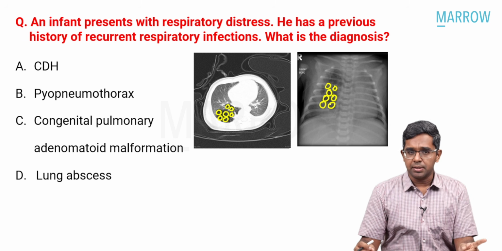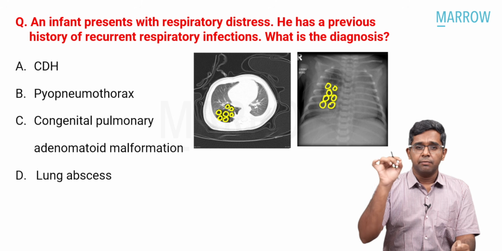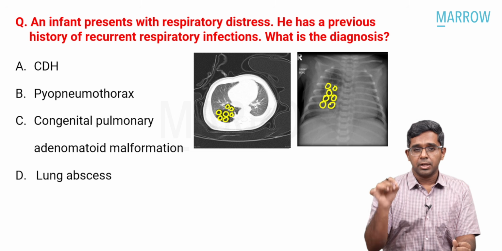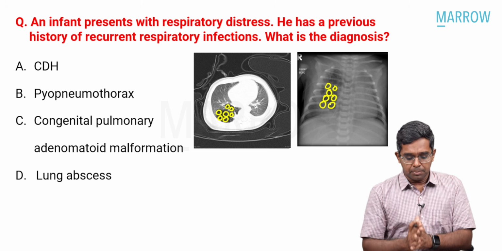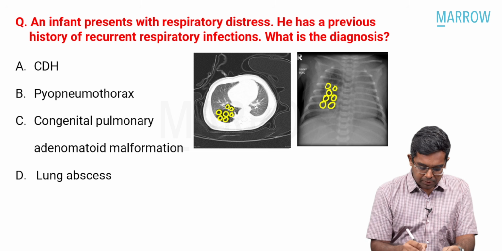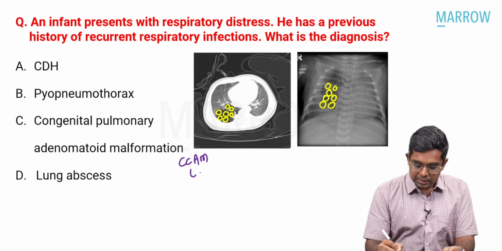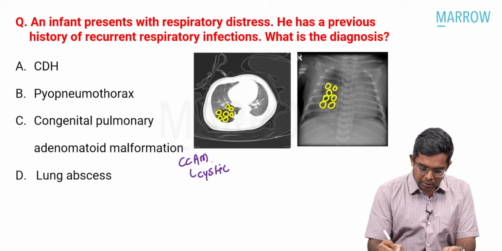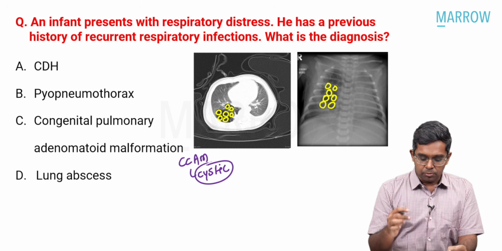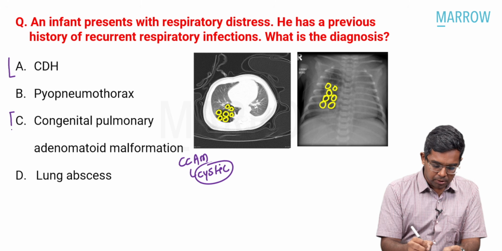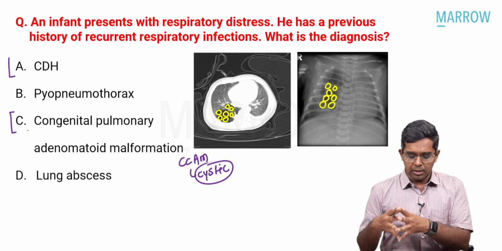One is CDH, that is congenital diaphragmatic hernia, which is also characterized by cystic spaces inside the lungs, which is nothing but the intestinal shadows inside the lung fields. Then the third option, congenital pulmonary adenomatous malformation. It was previously called CCAM. What is that? C stands for congenital cystic adenomatous malformation. That is also characterized by cysts inside the lung fields. Right. Now, closest differentials are these two options only because they are the ones which are associated with cysts inside the lung fields.